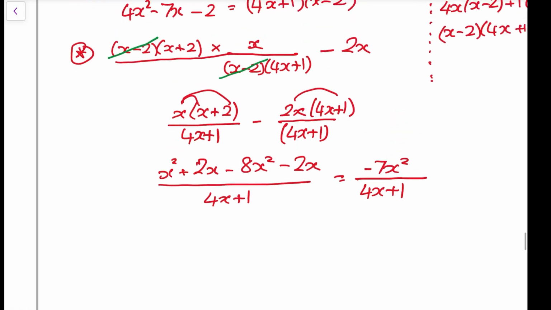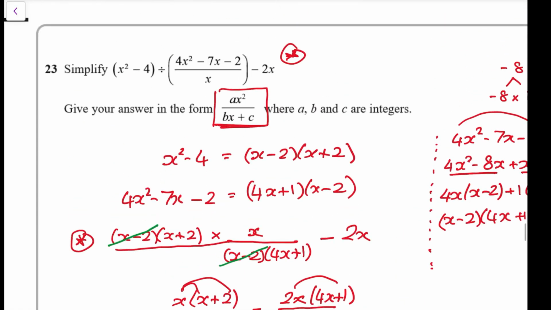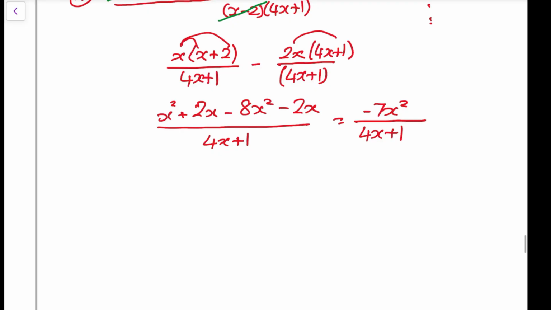And that's it. Let's go back to the question. I've got it in the correct format. I think I've done the right thing. So I have minus 7x squared over 4x plus 1. And although it doesn't ask me this, I'm going to write it anyway. So a equals minus 7, b equals 4, and c is equal to 1. And that is the next question done.